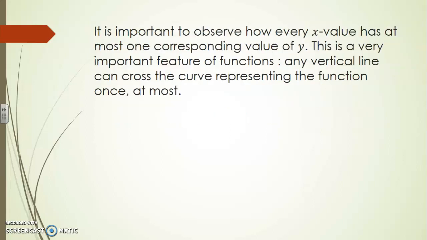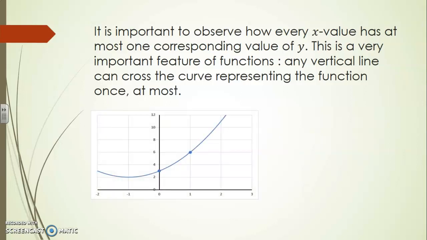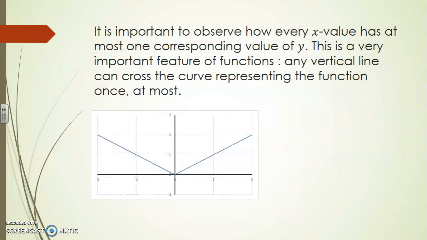It's also important to observe how every x value has at most one corresponding y value. This is a very important feature of functions. Any vertical line can cross the curve representing the function at once at most. So observe this first graph, and you'll notice that for a chosen value of x, there is only one corresponding y. That's true about absolute value functions as well, where every value of x has only one corresponding y value.